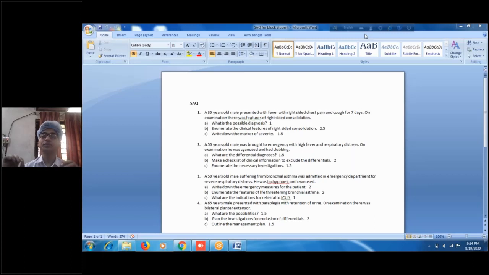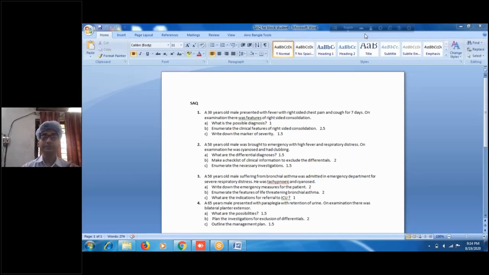So these types of dilemma may happen, but in the case of written questions, you should not go through that dilemma. Rather, you assume the picture and relate it to the typical presentation of a particular disease. So this is a typical presentation of pneumonia. So what is the possible diagnosis? Most very likely, without any question, without any hindrance, the diagnosis will be pneumonia.